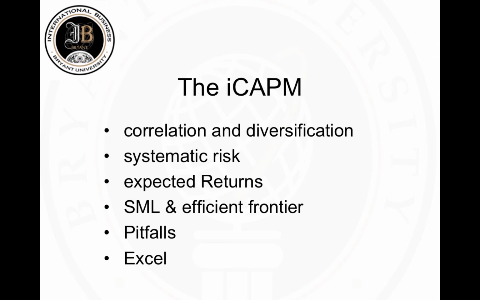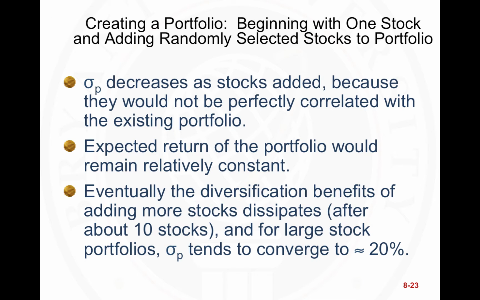We're going to go back to systematic risk. We talked about this when we first divided risk in two. Remember that we talked about standalone and market risk. So then we're going to talk about expected returns, security market lines, an efficient frontier, and then we're going to go back to some pitfalls in Excel.